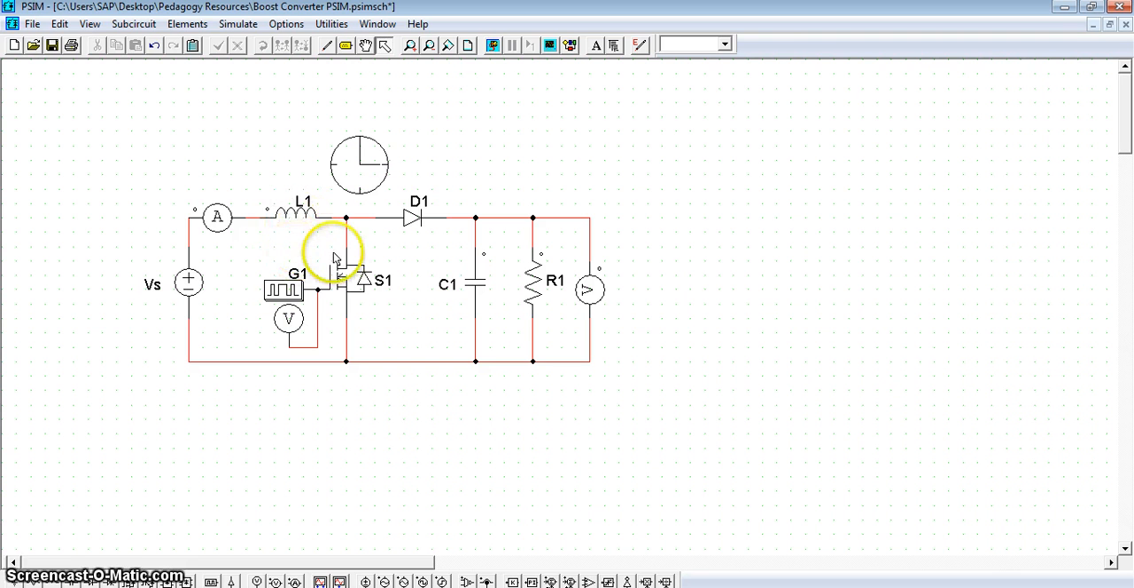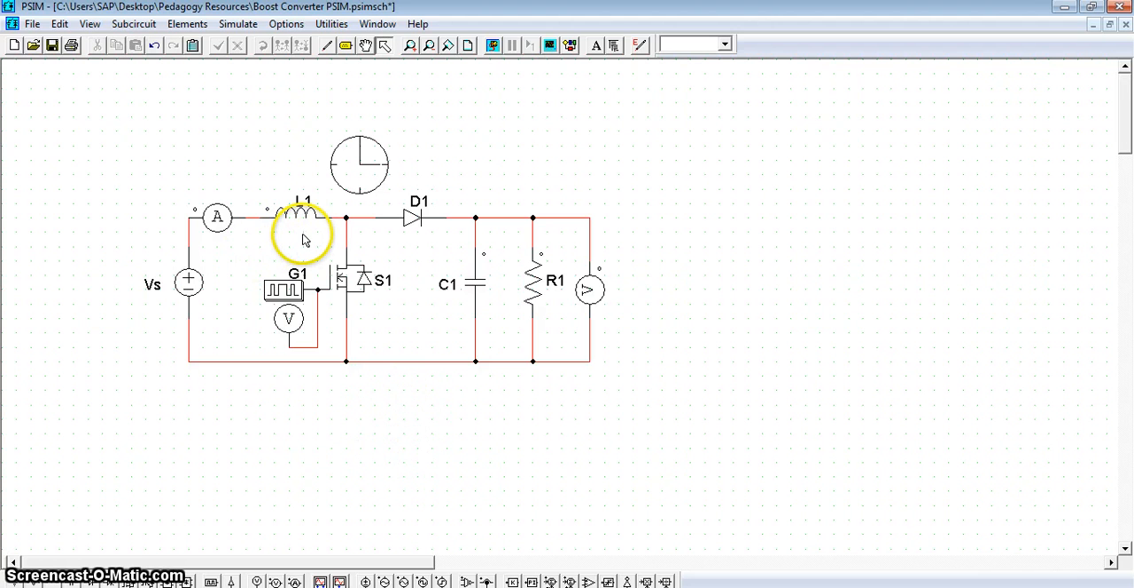Also, we had discussed in the last session the advantages and disadvantages of each of these modes over the other. Now let's discuss the effect of variation of inductor value on the mode of operation. The figure shows a simulation model of a boost converter in PSIM.